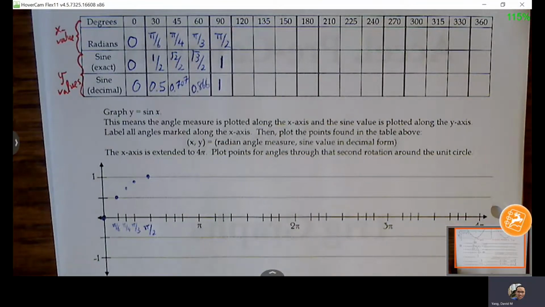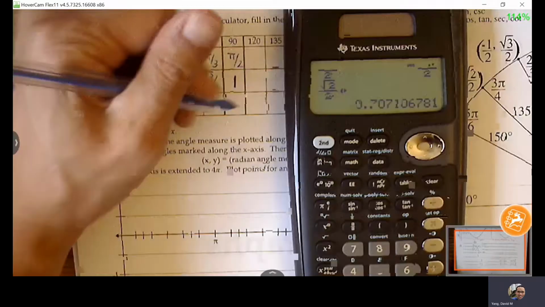Okay, so try that. Let me know. I'll walk around to see if you guys have any questions or if you're having any trouble. We're going all the way to 2 pi, which is basically 360. But on our graph, we're going to think in terms of radians and not so much degrees.